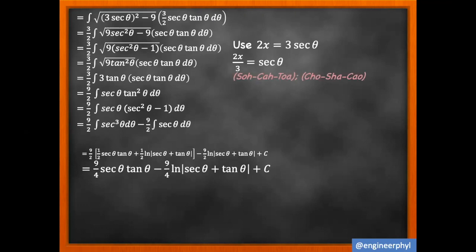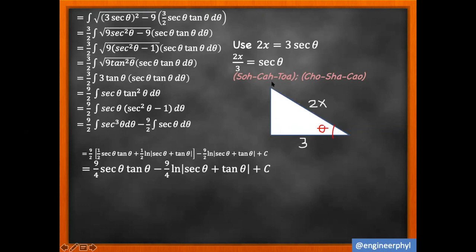Okay, again, the principle of SOH CAH TOA, since we have secant theta as the function here. Secant means hypotenuse over the adjacent. So this numerator is the hypotenuse and this is the adjacent side. Now we draw the right triangle. So this is our theta. We have the hypotenuse, so this part is 2x, and the adjacent side is equal to 3.